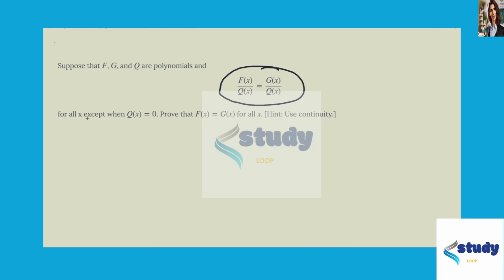F, G, and Q are polynomials that satisfy this equation here, for all x's except when Q is 0. And then we'd like to go ahead and show that F equals G for all x.